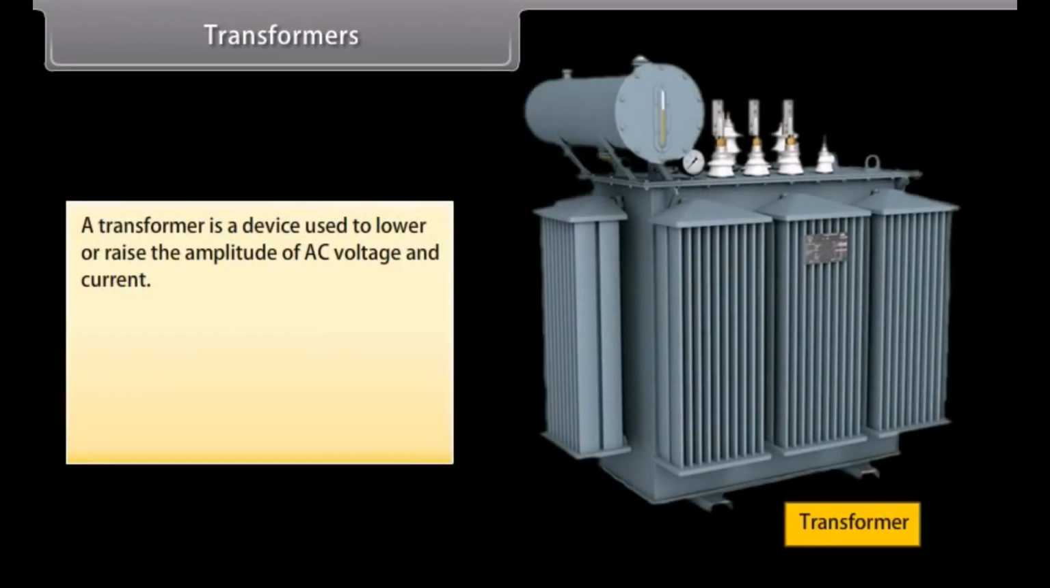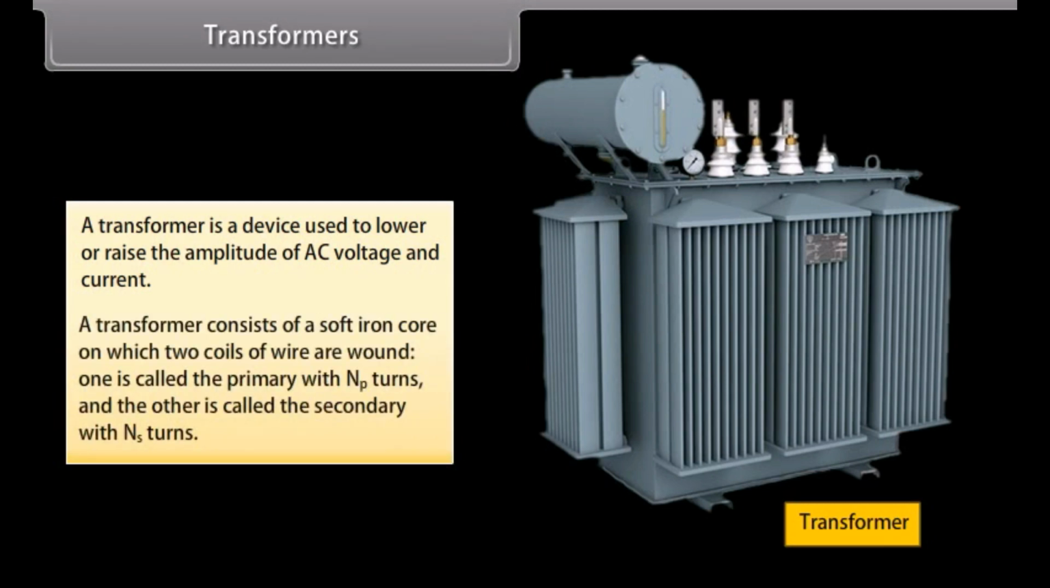Transformers. A transformer is a device used to lower or raise the amplitude of AC voltage and current. A transformer consists of a soft iron core on which two coils of wire are wound. One is called the primary with NP turns and the other is called the secondary with NS turns.